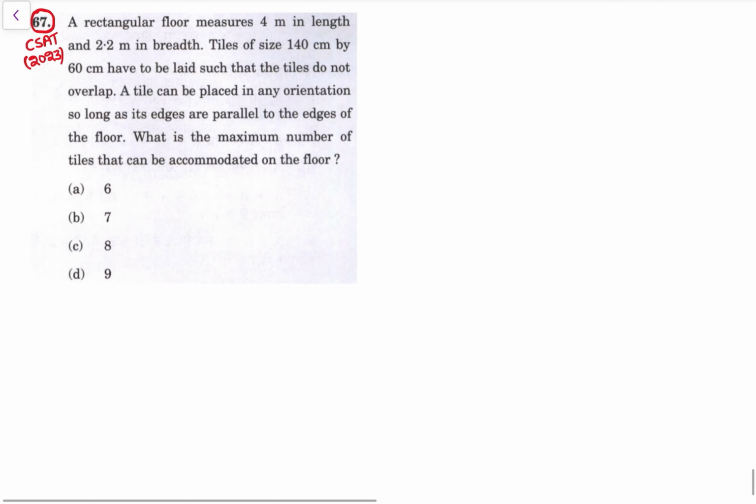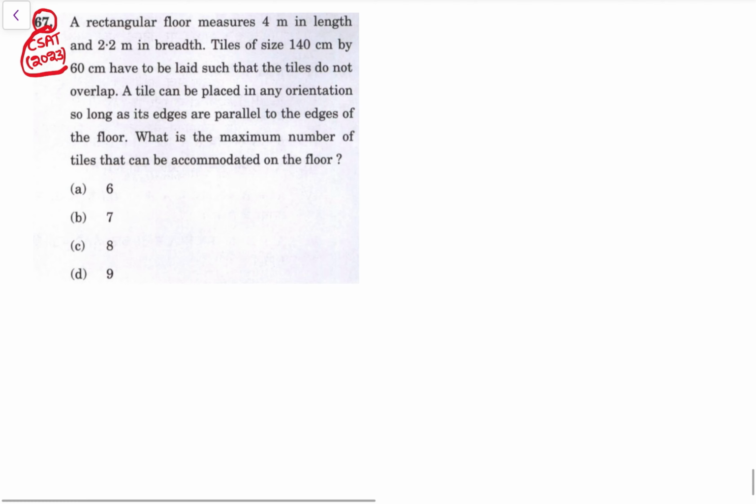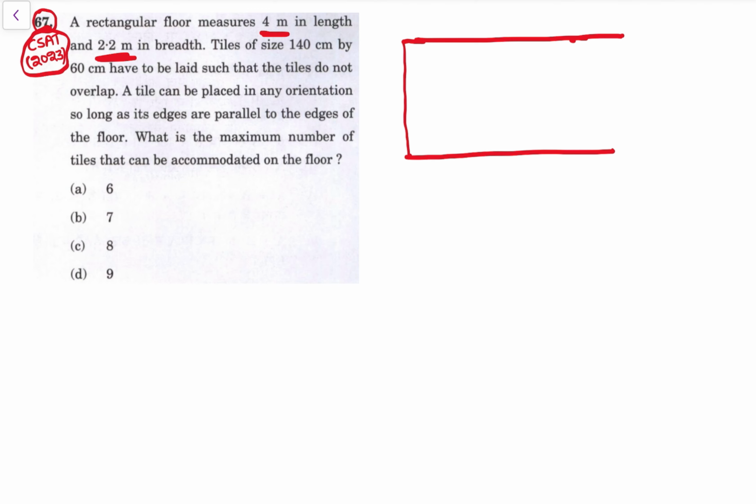See, this is a question asked in the CSAT paper 2023. A rectangular floor measures 4 meters in length and 2.2 meters in width. So this is 4 meters, and 2.2 meters is the width.